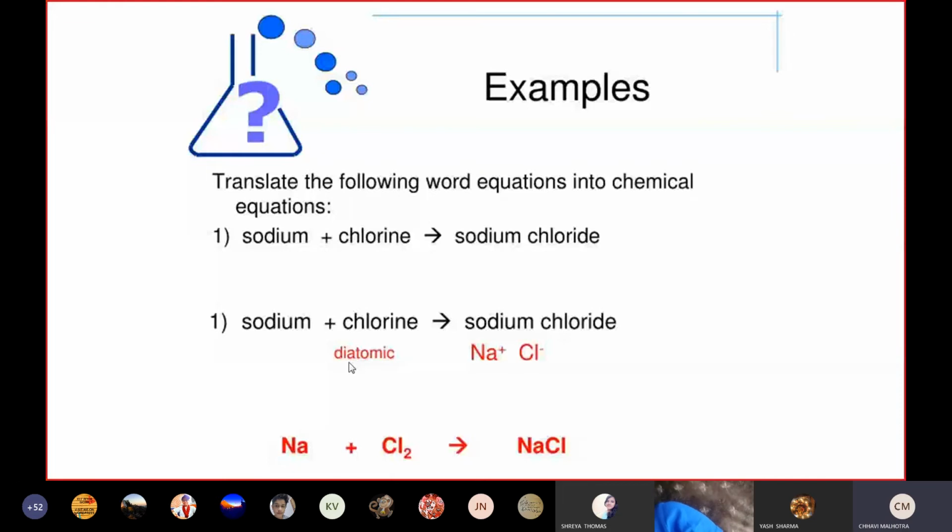Chlorine is diatomic. That means 2 atoms are there. Plus NaCl. If you don't remember the formula at that time, just write the symbols with the valencies or the charges and orally crisscross. So Na plus and Cl minus give you NaCl. So sodium, a metal, is represented as only the symbol. Chlorine, Cl2, gives you sodium chloride, which is NaCl. Have you understood this?